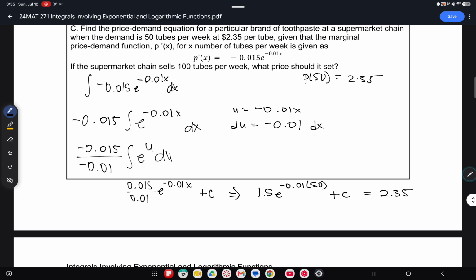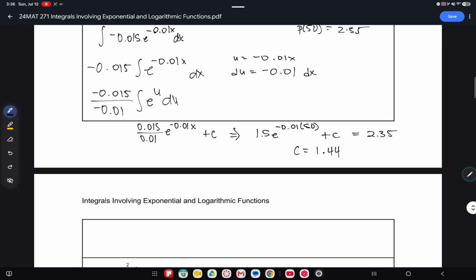And then I want to take the 2.35 and subtract that number. And so I get c, let's just round it, 1.44. So then my function is 1.5 e to the negative 0.01x plus 1.44. And then I want to evaluate it at 100.